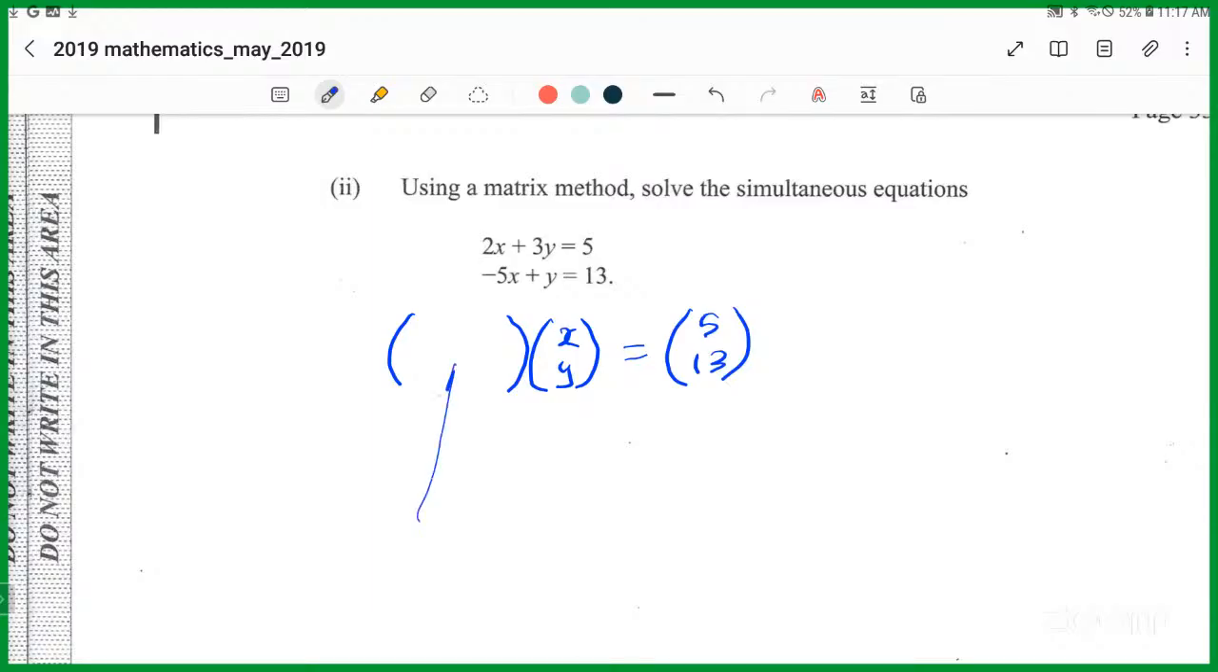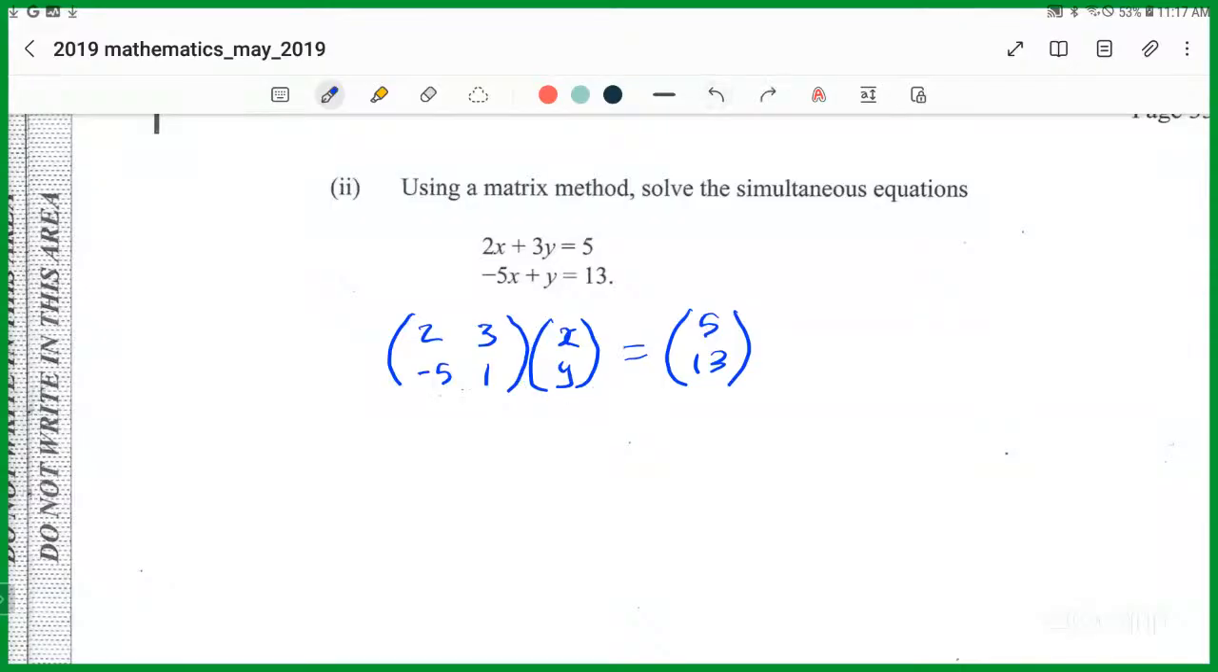Now to populate this 2 by 2 matrix, you're using the coefficients of the x and the y from those two equations. So on the top line, the coefficients of the x and the y are, no wait, 2 and 3. So you put the 2 and the 3. The coefficients of the x and the y on the second line are negative 5 and 1. When there's no number in front of the y, the coefficient is 1. So negative 5 and 1. That's a matrix equation, and we are trying to make this the subject.